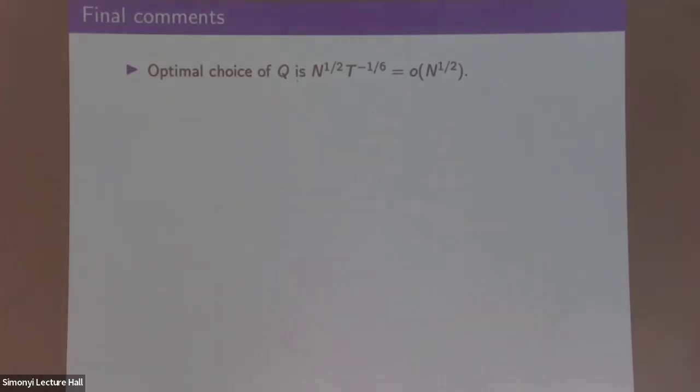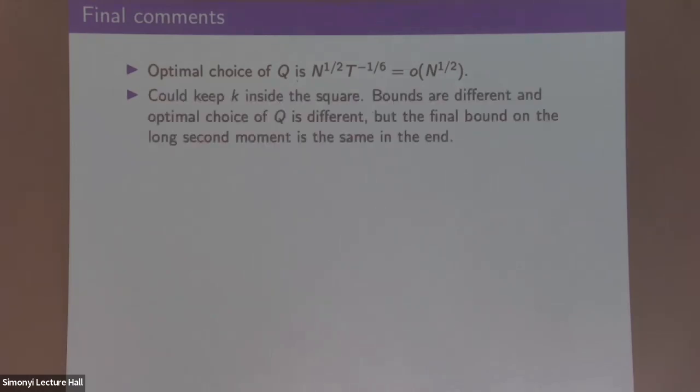So the optimal choice ends up being this square root of n over t to the sixth, which is again significantly smaller than square root of n. But when you do these steps, you just compute what your bound is, and that's where this 4 over 3 comes from.